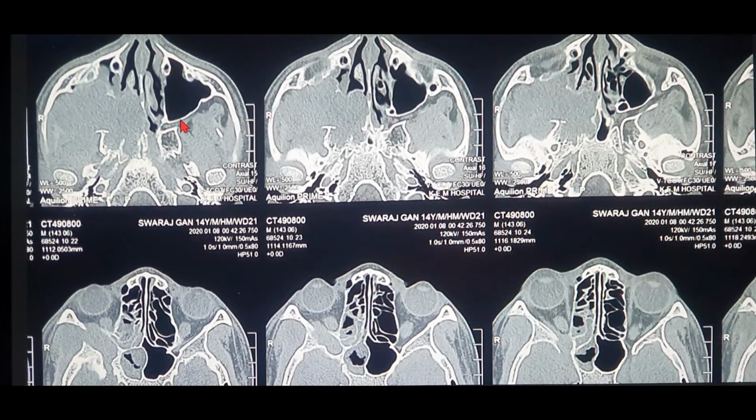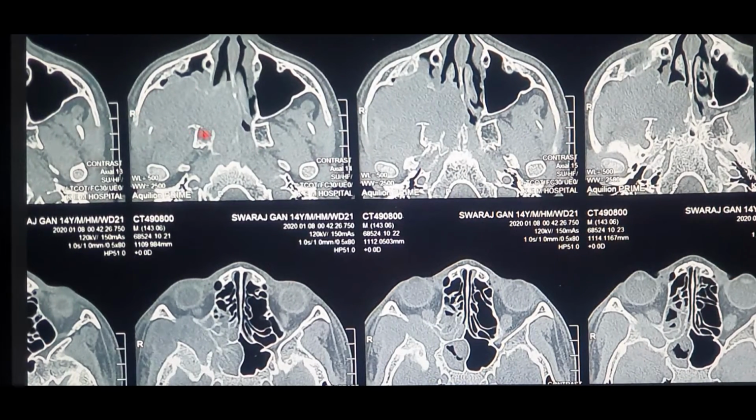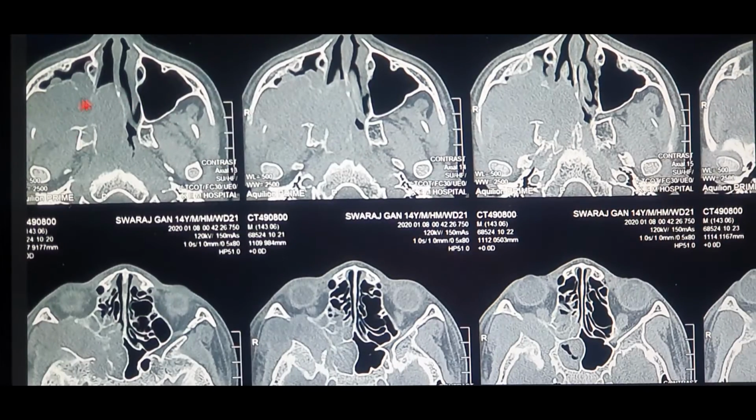Now, if you look at this, this is the left maxilla, and that's the right maxilla. You can hardly visualize the right maxilla. The right maxilla is nowhere to be seen, right? It's all opacified, and wherever you can see is the JNA everywhere. The JNA has entered the pterygopalatine fossa, the infratemporal fossa. Now, as you can see over here, this is the right maxilla and that's the left maxilla.